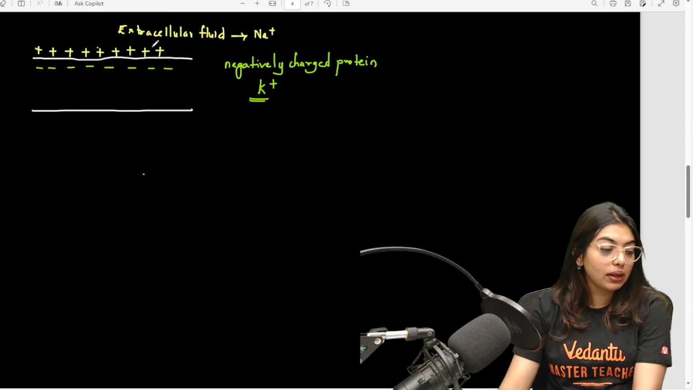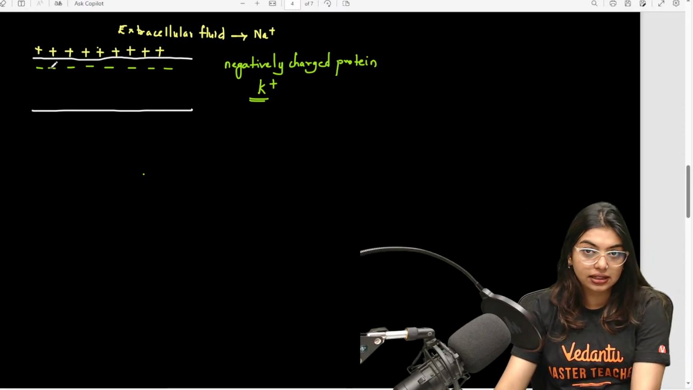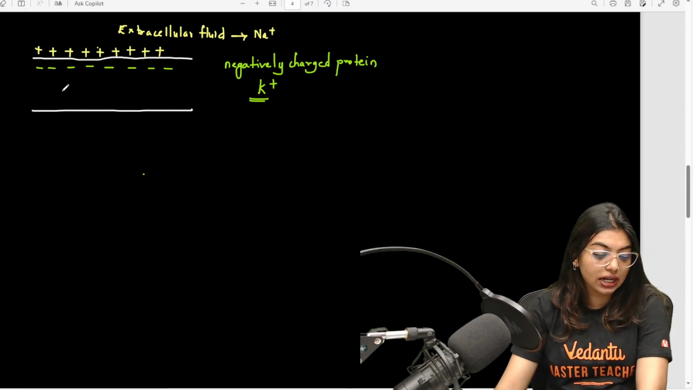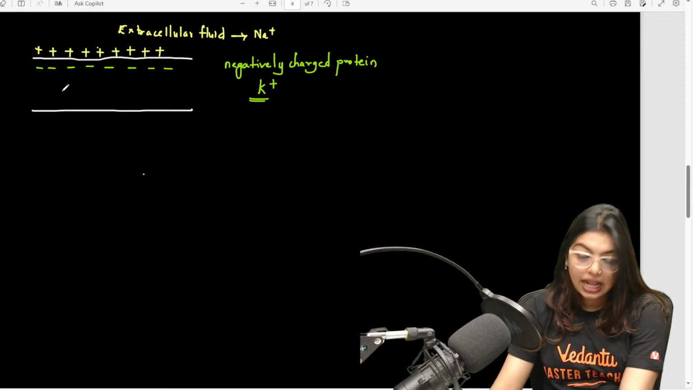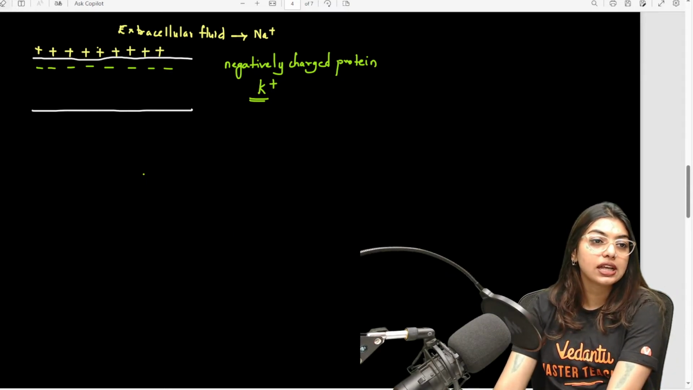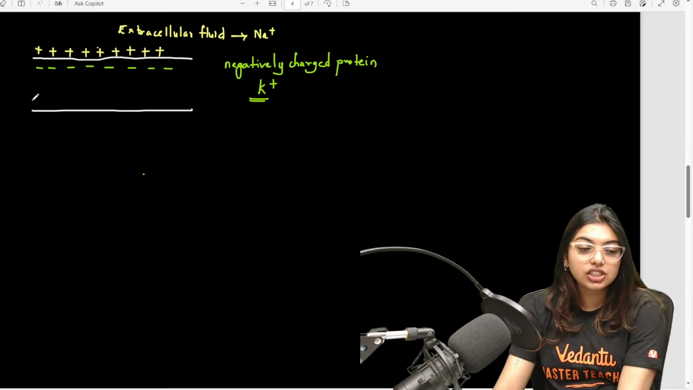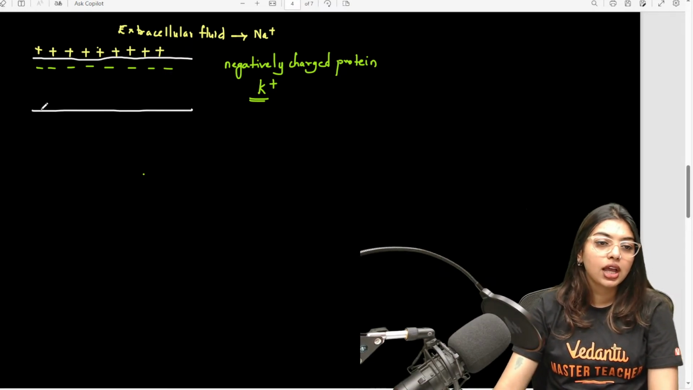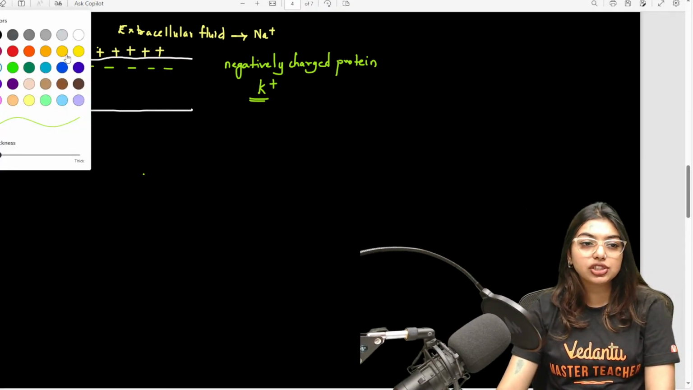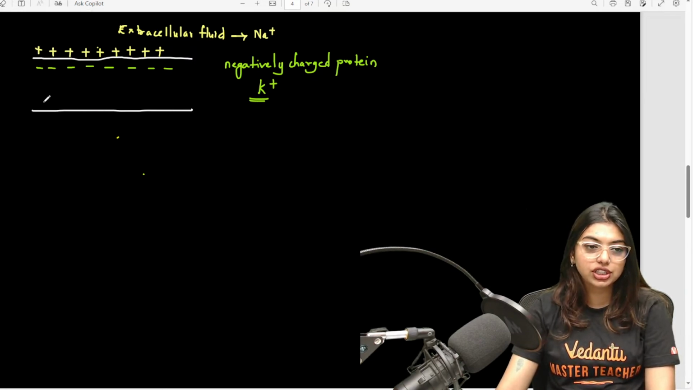Now, when an action potential is created, that means something has happened. At that time, what is going to happen, students? Very simple. Charges are going to interchange. That means sodium will flow from a region of higher concentration to lower concentration. That means sodium will start moving inside.